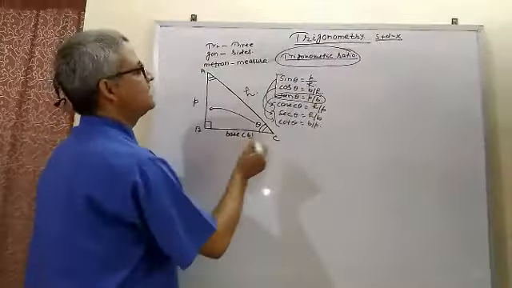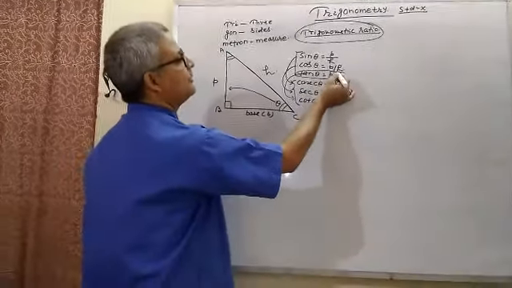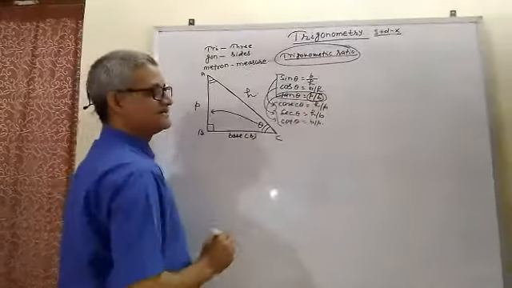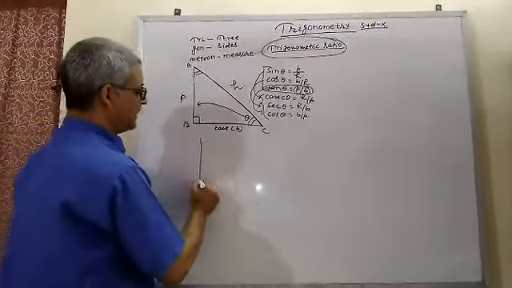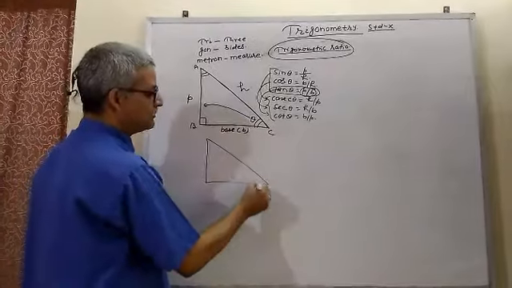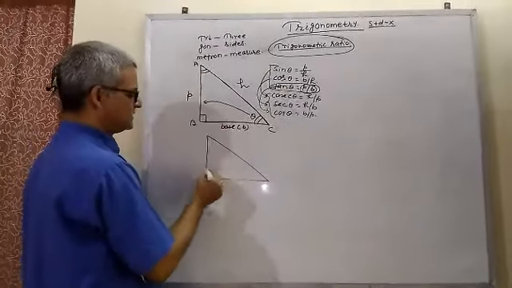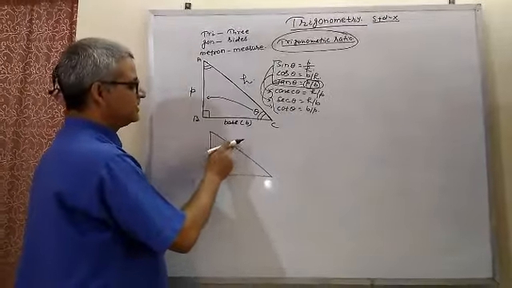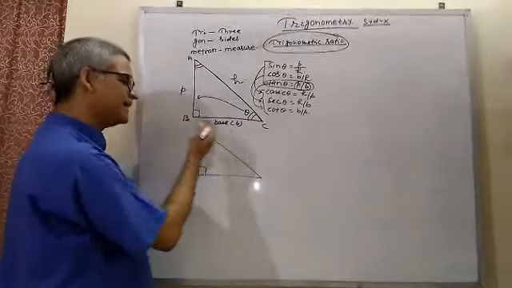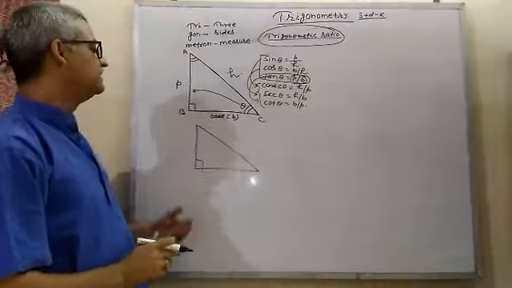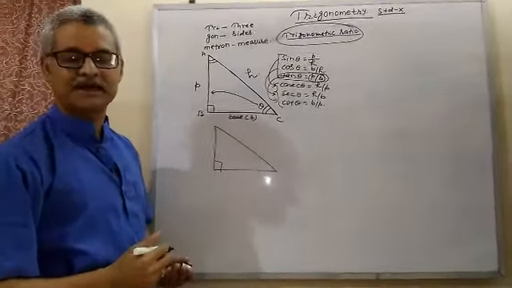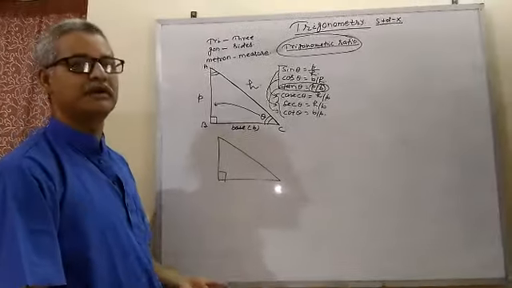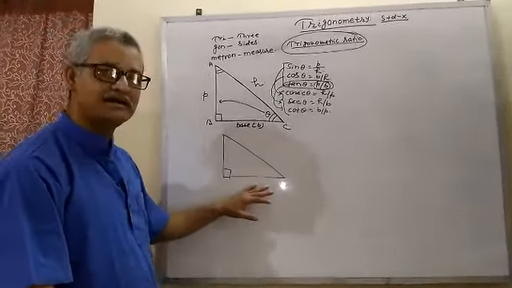So if tan theta is given, it means the ratio between two sides is given. When the ratio of two sides is given, suppose this is any angle and the ratio of any two sides is given, either this side to this side, or this to this, in any way the ratio is given, it means the ratio of two sides is given. If the ratio of two sides is given, by Pythagoras theorem we can find out the third side.